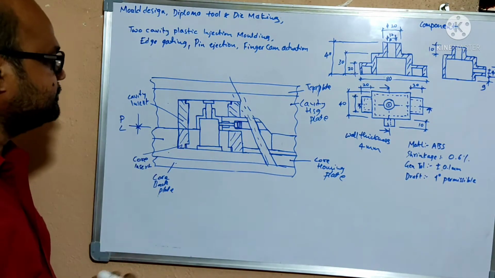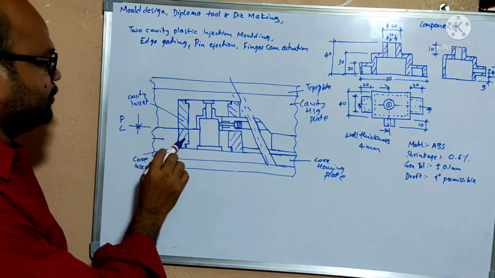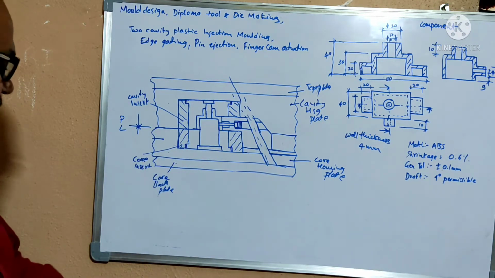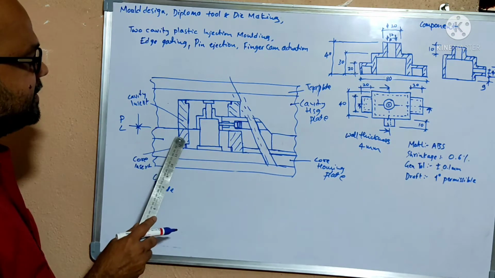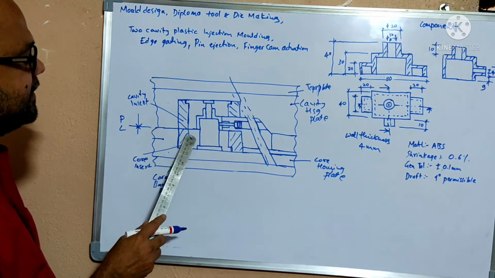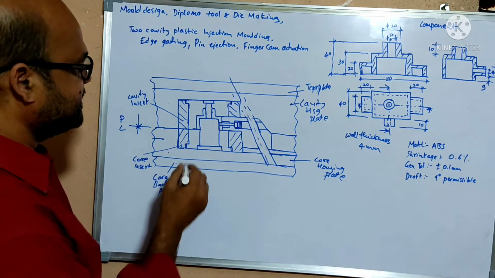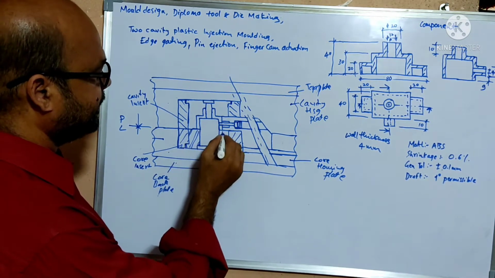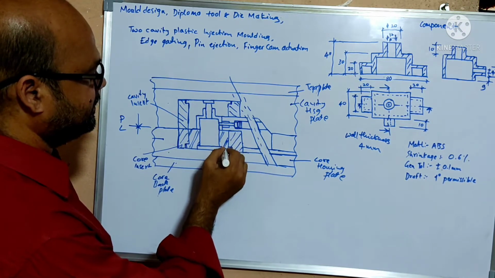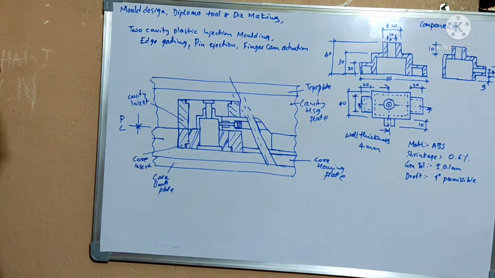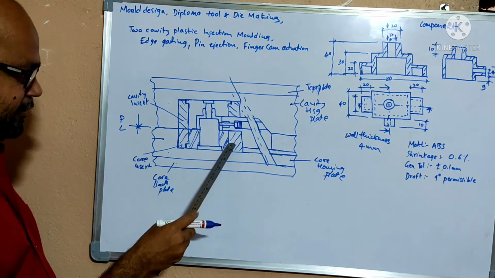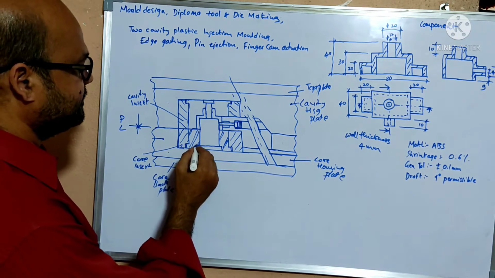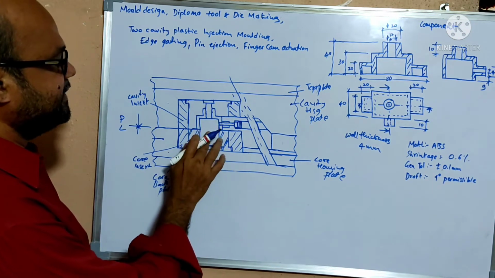Here, this is the core insert and cavity insert. Inside the core insert, again you will see the core insert. This one is the local core insert. Local core insert is here. This insert is there. Again, in this insert, you have to place another insert. This is the main insert.